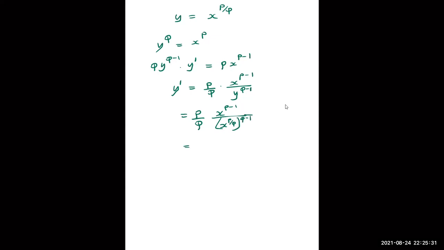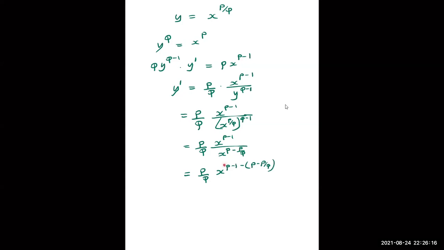Now using the exponent rules, we can simplify this further. You get x to the power p minus 1 divided by x to the power p minus p over q. All I did was multiply this by this power to get this. Now I further simplify this. Notice that you have the same base in the top and bottom, so I can subtract powers. So this will become p over q times x to the power p minus 1 minus p minus p over q.